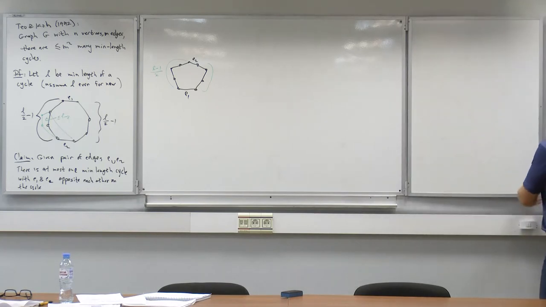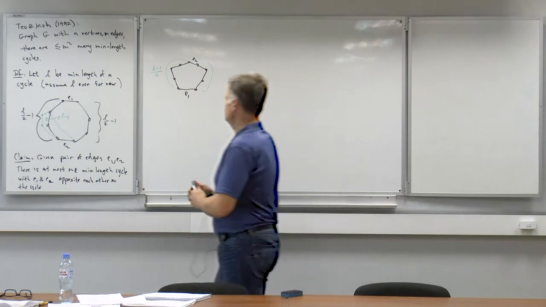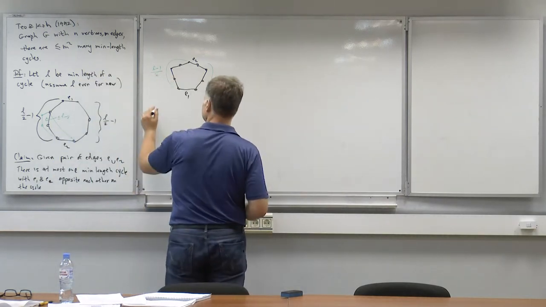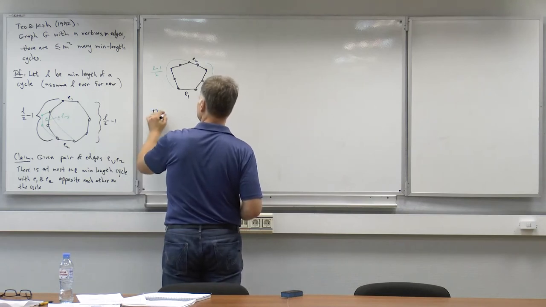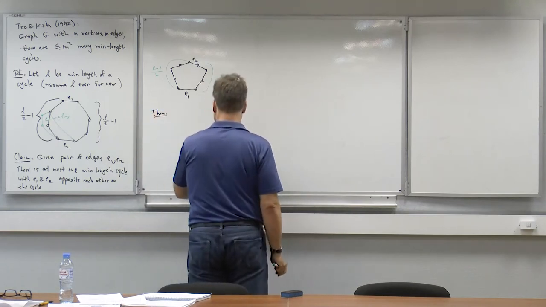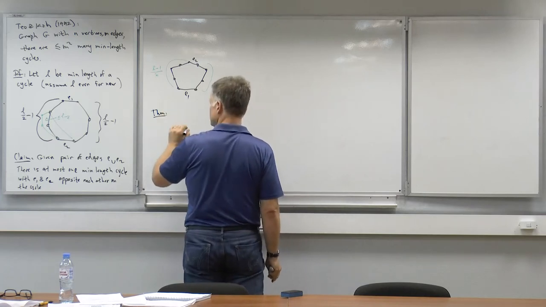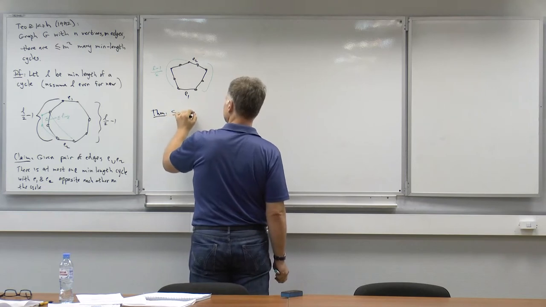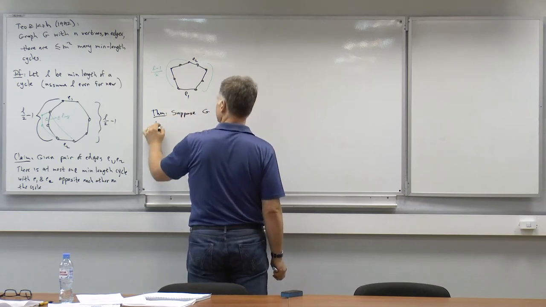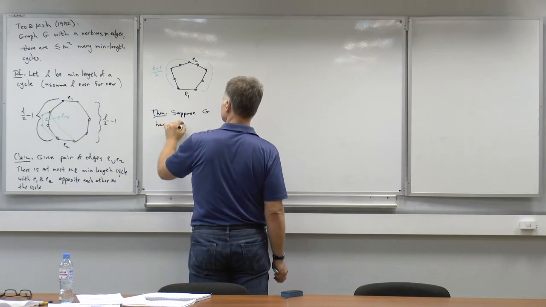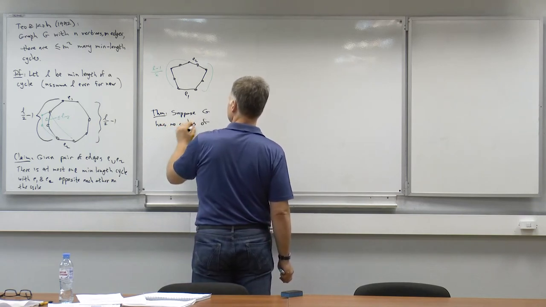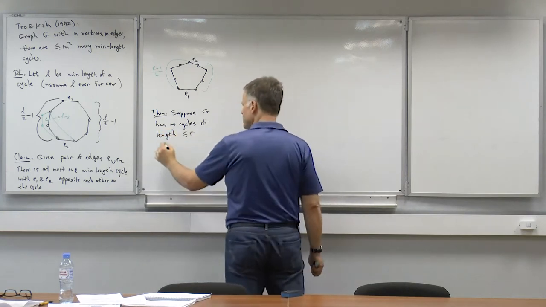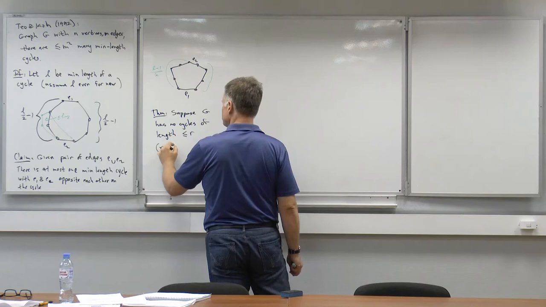So let's see, what was next? So our theorem is similar. Theorem. G is a graph. Suppose G has no cycles of length at most R, and here I want R to be even.